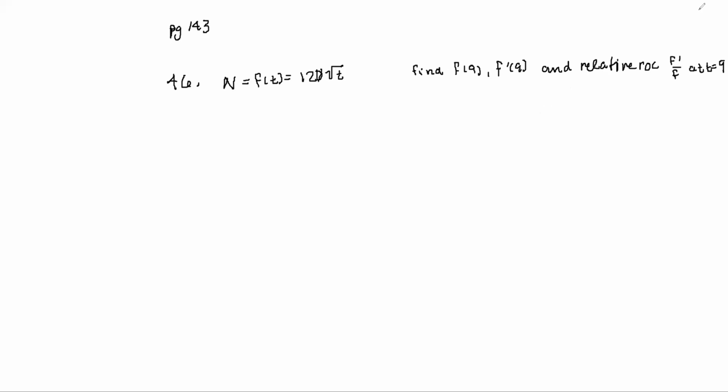Okay, so let's start with the first part of this. We're asked to find f of 9. To find f of 9, all we're going to do is put t is 9. So we're finding f of 9 is equal to 120 times the square root of 9, which is 120 times 3, which is 360.